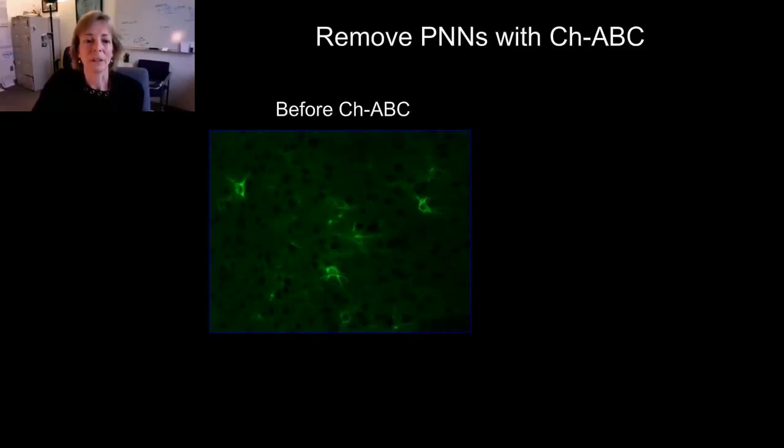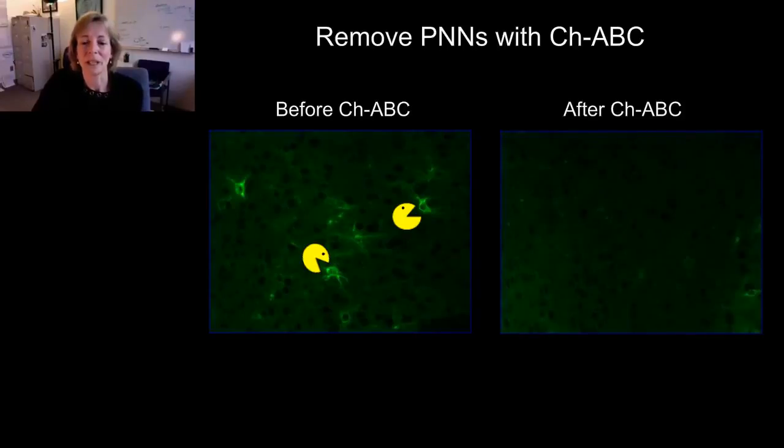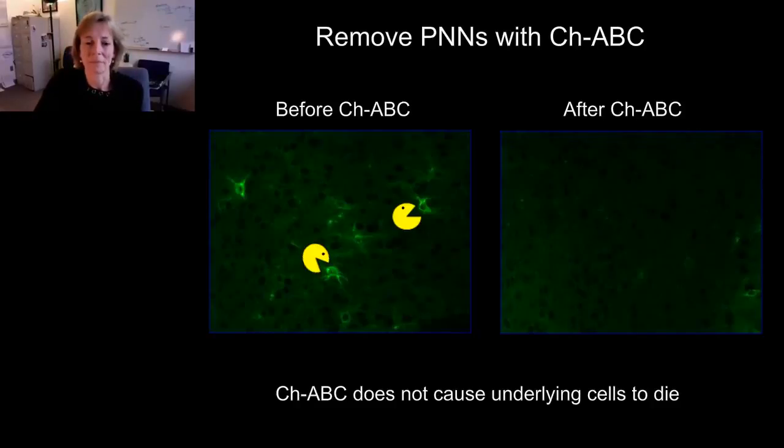So she disrupted these perineuronal nets. This is before the enzyme on the left side here. We use our Pac-Man to depict enzymes, the CHABC enzyme, and then afterwards, just 3 days later, this is what it looks like. So you might see an occasional net. I don't know if you could pick one out there in the right-hand side. You see very lightly stained nets or none at all 3 days later. I'm not showing you the data, but CHABC does not cause underlying cells to die. This has been shown by us as well as other labs.